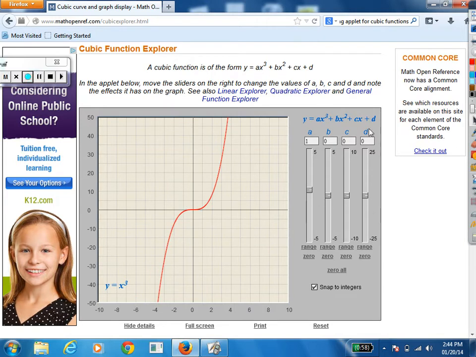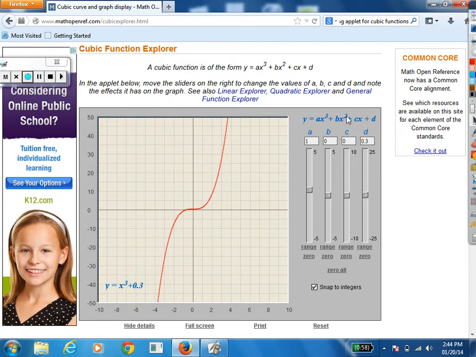Okay, the next thing I want to talk about is the D. We know that this is our y-intercept. If I don't change anything, here's my parent function. You'll notice that as I go up and I go into positives, that parent function doesn't change what it looks like at all. It just slides up and down the y-axis. So that's what the constant, or the D term in this situation, does.